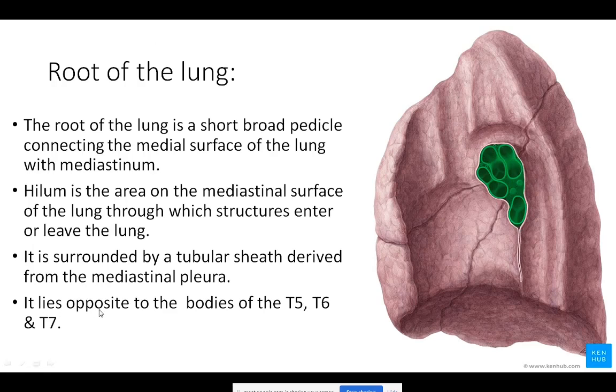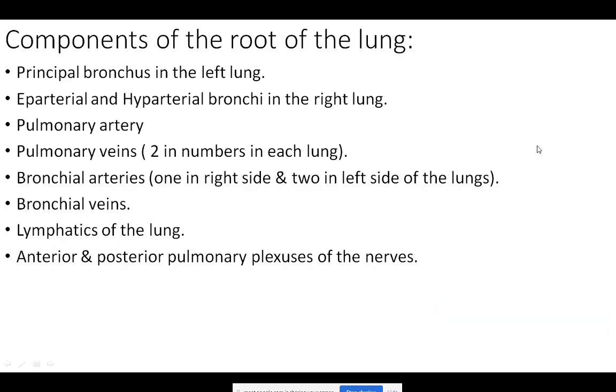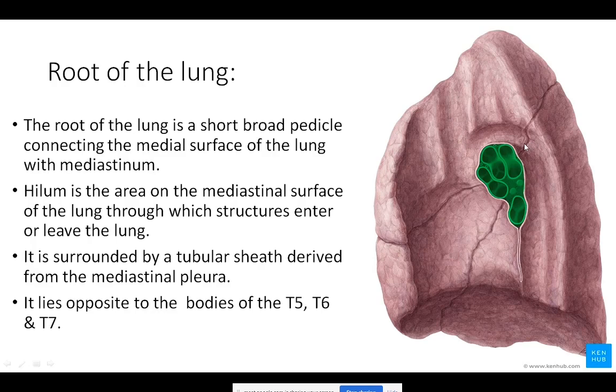Okay, it lies opposite to the body of the T5 to T7 of the spine. You understood? Yes, ma'am. Okay.